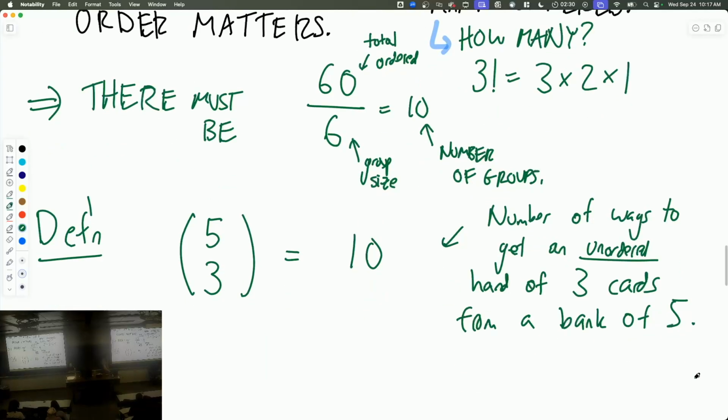Okay. And what was the formula? Well, in general, we started out with the number of ways you can do it in order, which was the falling factorial. So if you have an n card bank and you're choosing k of them, you start out with the number of ordered ways to do it, n falling factorial k. And then you divide by the number of ways you can rearrange those k cards, k factorial.